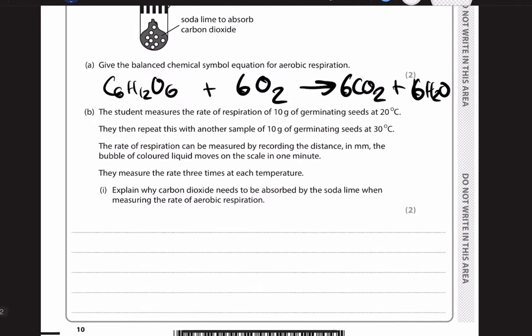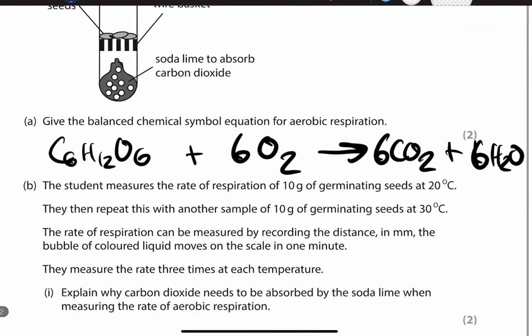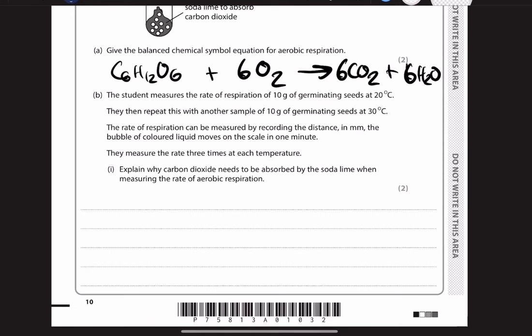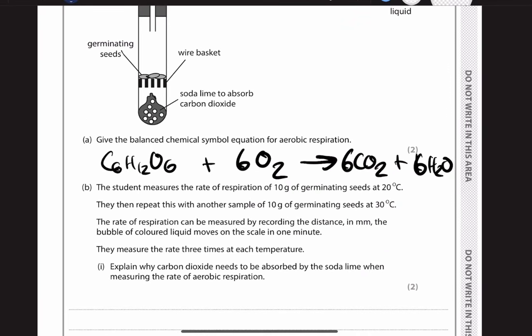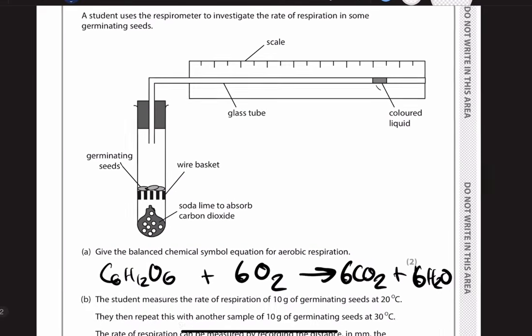Okay, well, we know this is absorbing all the carbon dioxide that is produced by the germinating seeds. So why is it important? Because the seeds are going to be producing carbon dioxide, right? We see this in the equation. Now, if they're producing carbon dioxide and you're consuming oxygen, the carbon dioxide you produce is going to offset the oxygen. So we want to measure how much oxygen is being taken up, right, by the seeds.